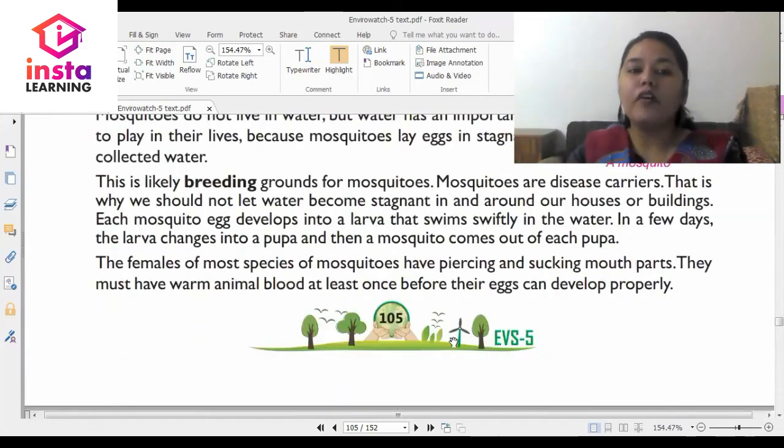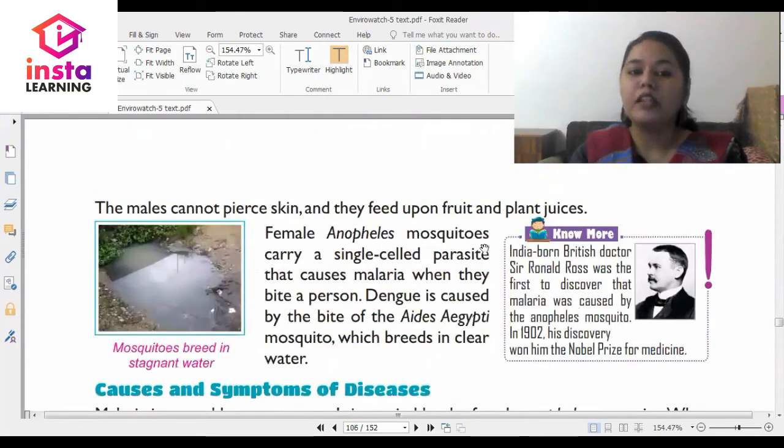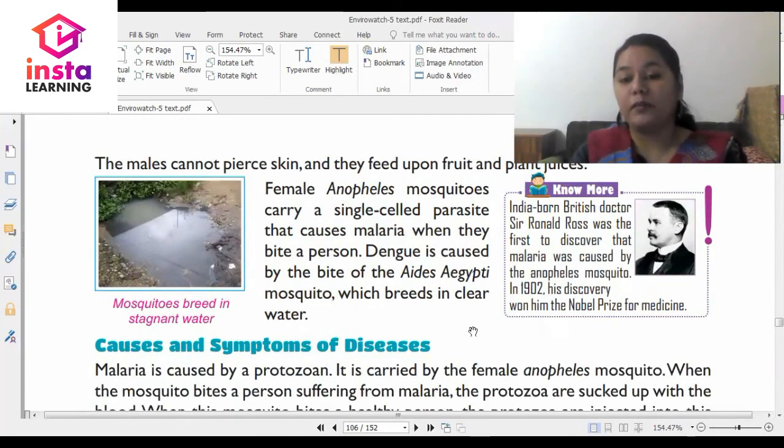The females of most species of mosquitoes have piercing and sucking mouth parts. They must have warm animal blood at least once before they lay eggs and can develop properly. The males cannot pierce skin and they feed upon fruit and plant juice. Female Anopheles mosquitoes carry a single-celled parasite that causes malaria when they bite a person. Dengue is caused by the bite of the Aedes aegypti mosquito, which breeds in clear water.